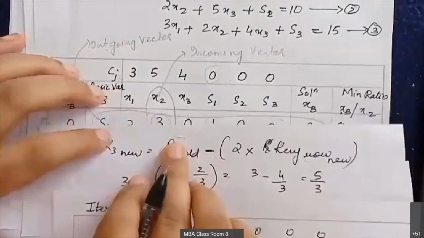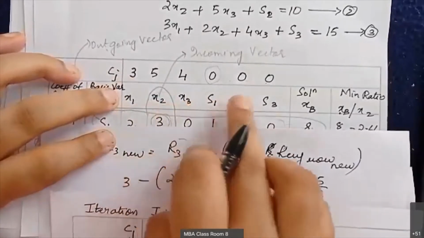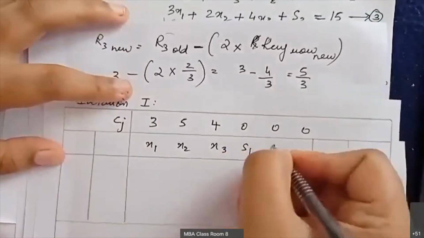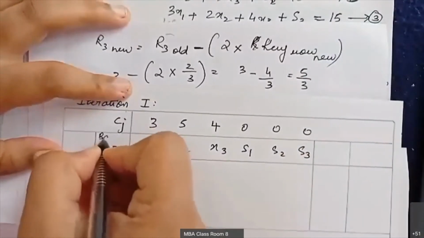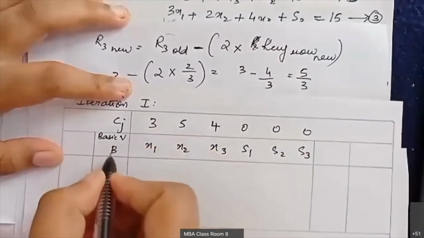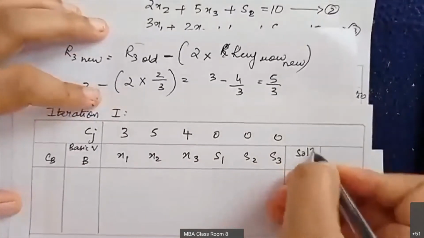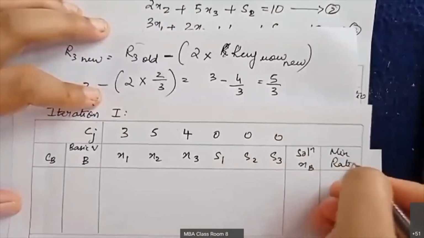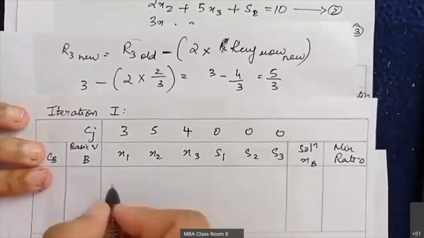What were the variables corresponding to 3, 5, 4, 0, 0, 0? It is x1, x2, x3, S1, S2, S3. Over here we have the basic variable, that is represented by B. Here we have the coefficient of B. Here we have the solution that is represented as XB. Here we have the minimum ratio. And then over here we are going to write the new values.